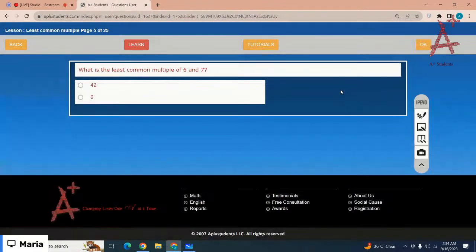The next one is the least common multiple of 6 and 7. So 7 is a prime number, right? Whenever one of the numbers is prime, what you have to do? You just have to multiply both the numbers. 7 times 6 is 42. So 42 is the least common multiple of 6 and 7, right? The correct option is 42.